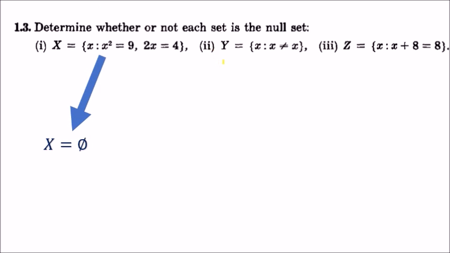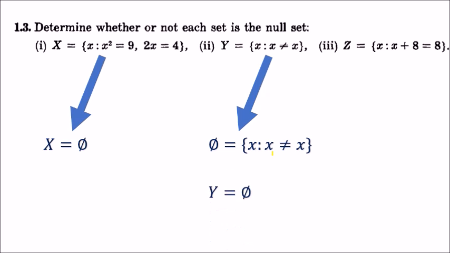For number 2, we have the set Y equals {x such that x is not equal to x}. So, take note, in some other books, yung empty set is defined as the set containing x such that x is not equal to x. So, obviously, this set is an empty set.